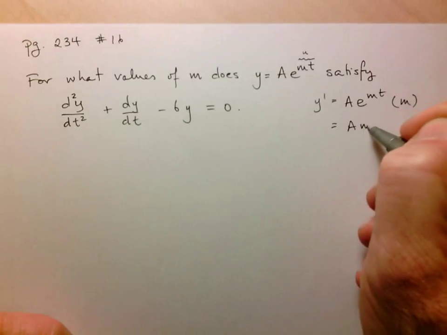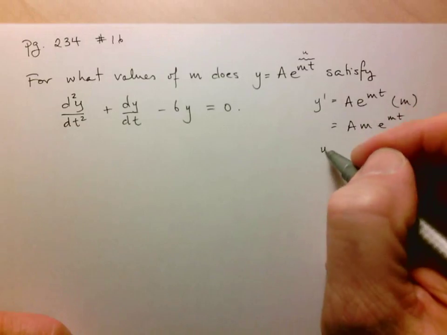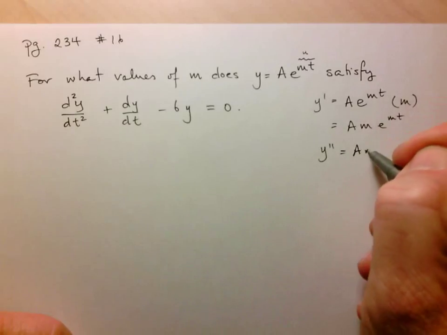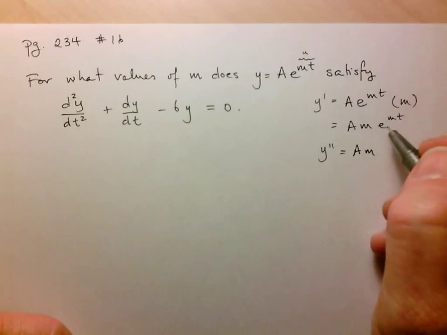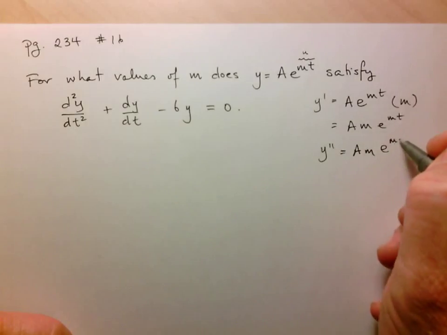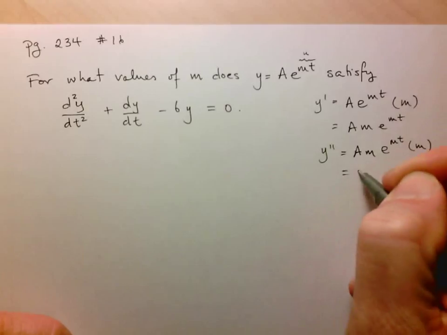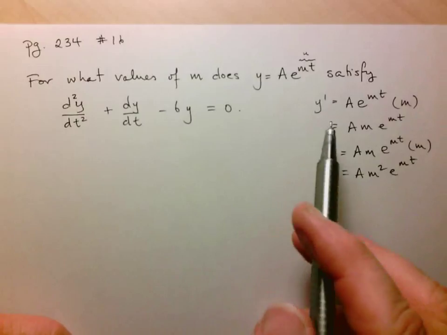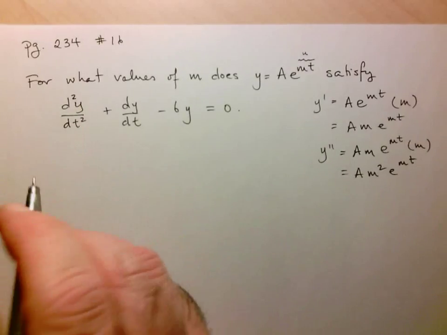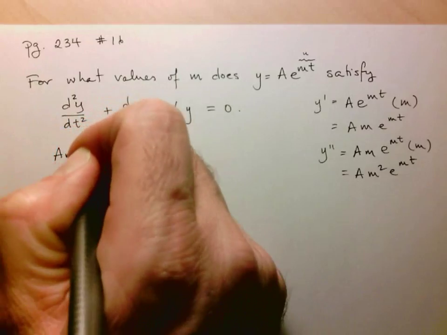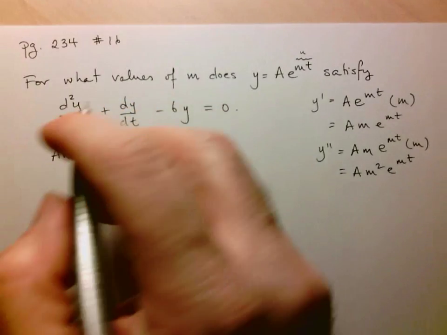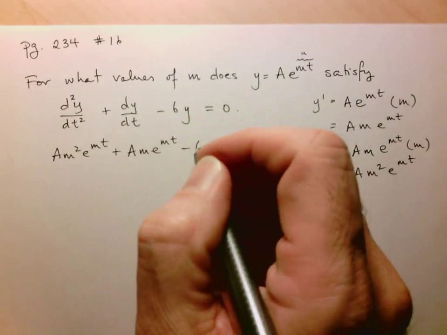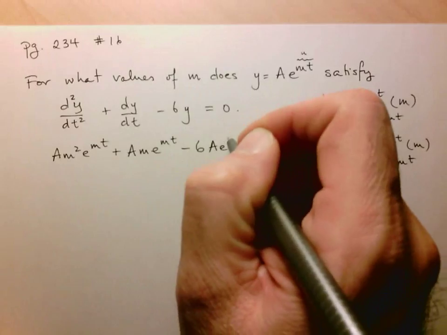Okay, so in the end I have am e to the mt, and now the second derivative looks like it's going to be pretty similar, because again a times m, that's just a pair of constants multiplied, and again the derivative of e to the mt is just e to the mt times m. So when I simplify, I have am squared e to the mt. Now let's input all these things into the equation we have to solve. The second derivative is am squared e to the mt. The first derivative is a times m times e to the mt, minus 6 times y, and y is just a e to the mt.